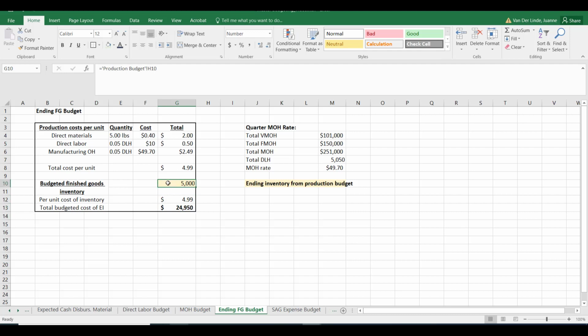And just where are we getting these 5,000 units from? That's being pulled from the production budget, where we found what the desired ending inventory was for the end of the quarter. So all we need to know is the ending units in finished goods for the quarter and multiply that by the per unit cost of inventory to get this $24,950 here.